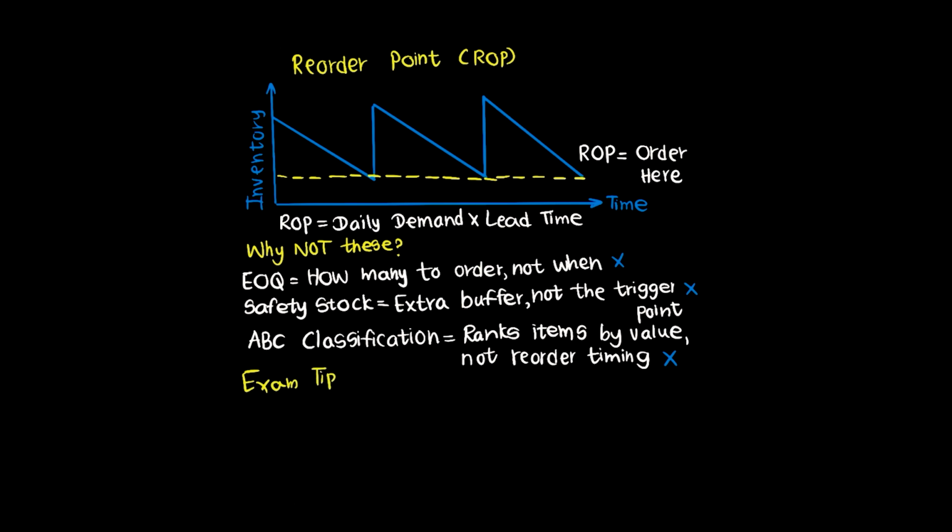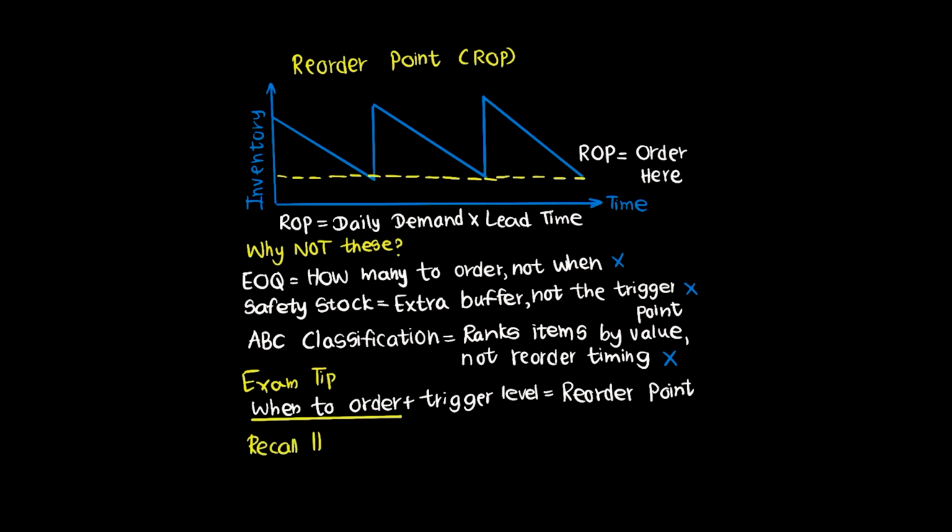Here's a WGU C215 OA exam tip for you. When the question asks when to order or says inventory level that triggers a new order, that is the reorder point. Quick recall hook: reorder point equals the reorder alarm that rings at the right level.